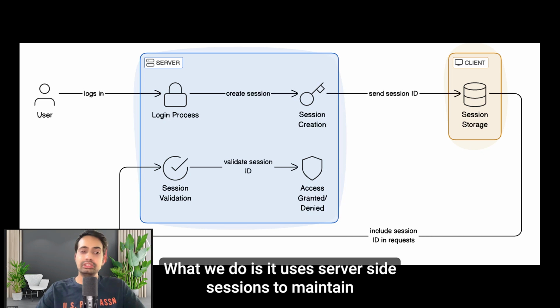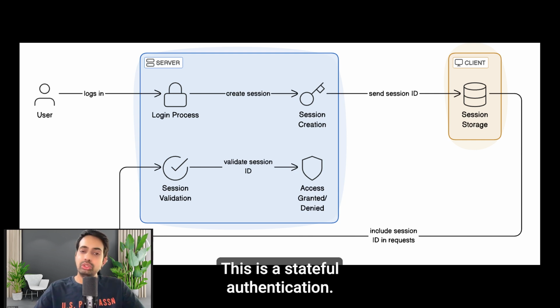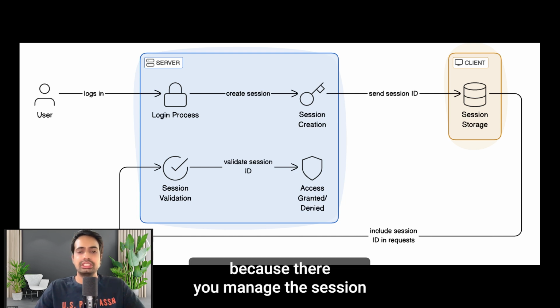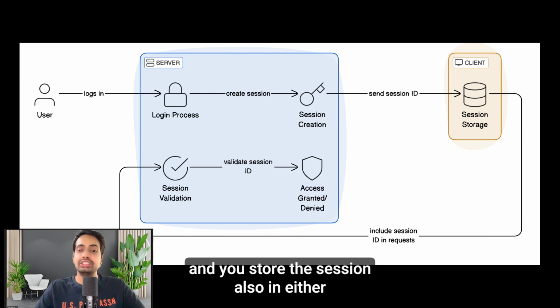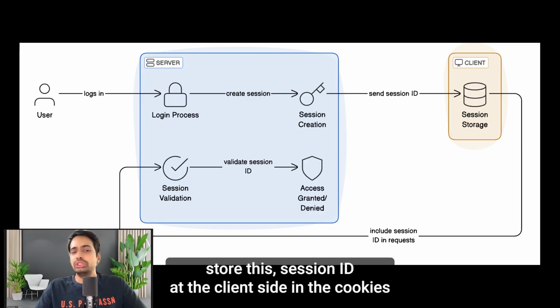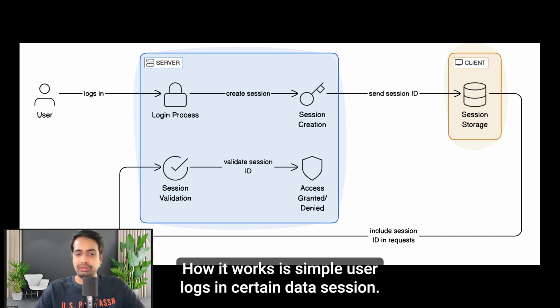What we do is, it uses server-side sessions to maintain the authentication state. That means it is stateful. JWT was stateless. This is a stateful authentication. It is common in big monolith applications and traditional web apps because there you manage the session and you store the session either in Redis or a database. We can store this session ID at the client side in the cookies and send that same ID inside each and every request.